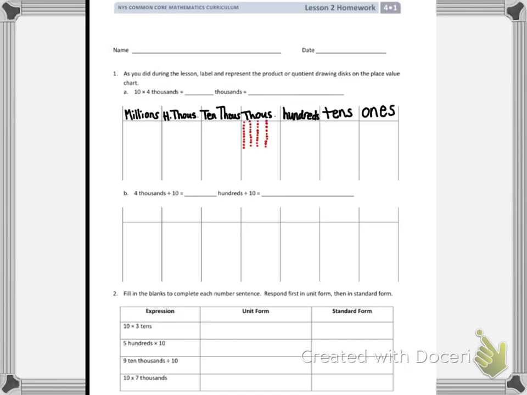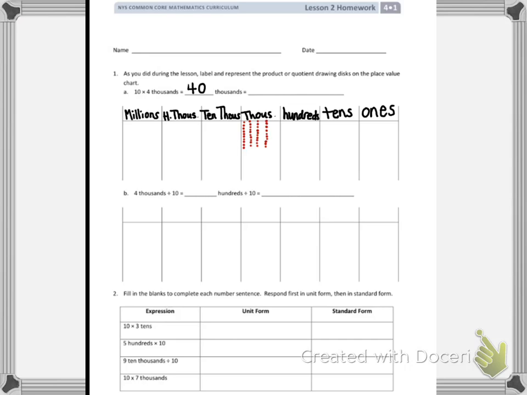Now, if you count up all the discs in the thousands place, you will see that there are 40 discs in the thousands place, which is 10 times 4 thousands, which equals 40 thousands. 40 thousands can now be represented in another way.